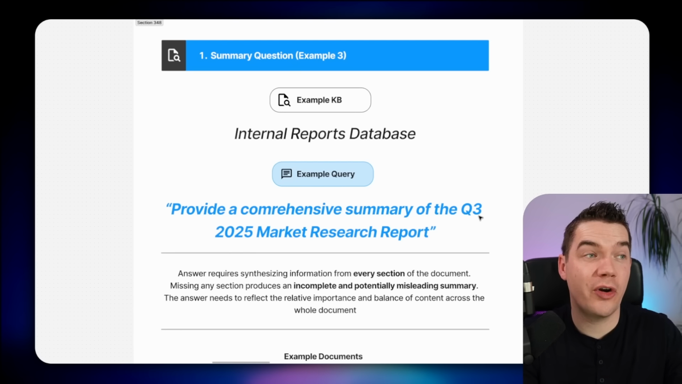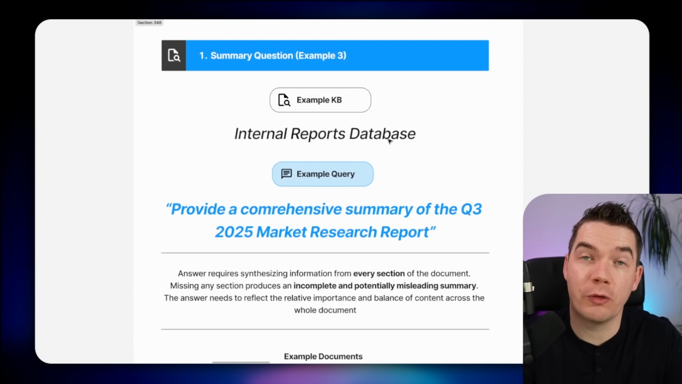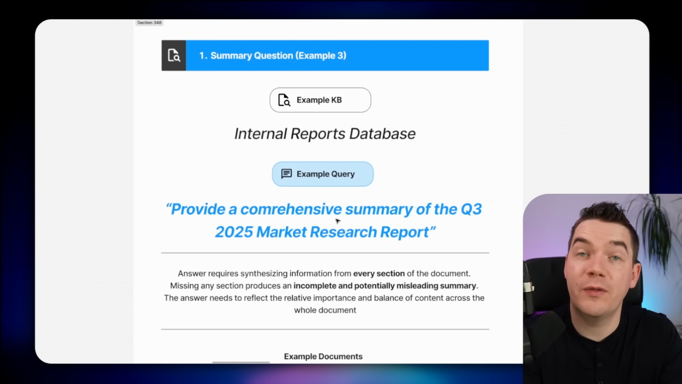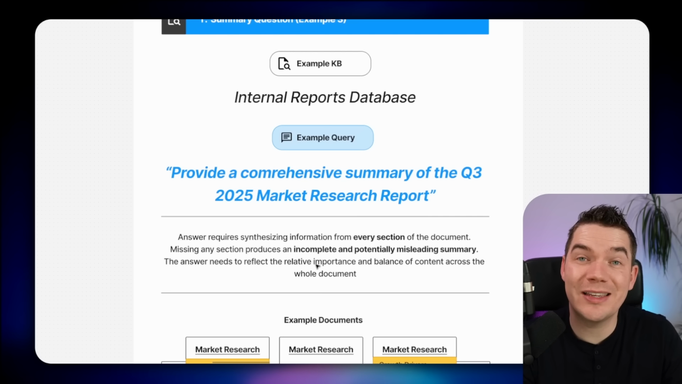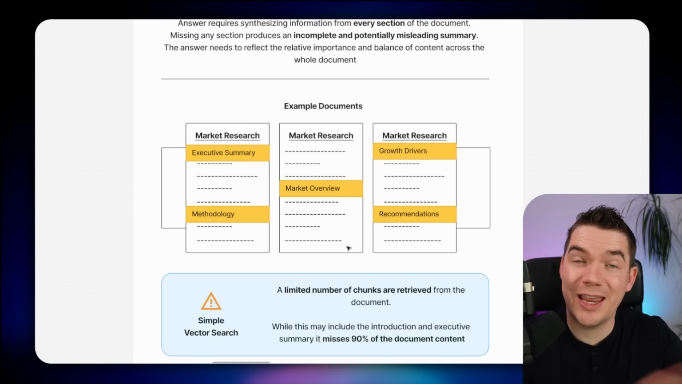And this leads us to our third example of a summary question, which is, let's say, a database of internal reports, and someone is asking for a comprehensive summary of a specific report. And to fetch this, you need to synthesize information from every single section of that document. And if you miss any section, it's potentially misleading or incomplete. So it's the same problem again.